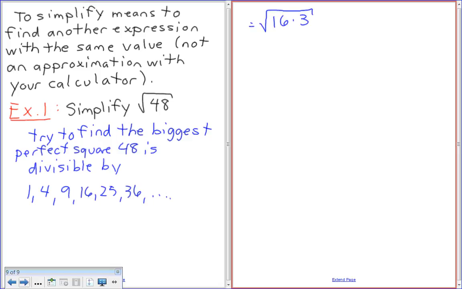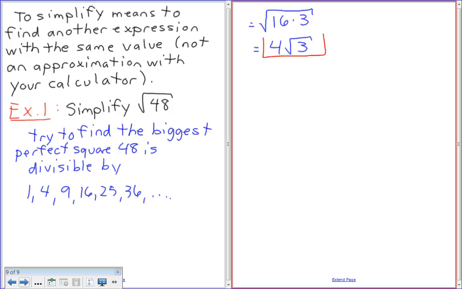times 3. Now you're probably saying to yourself, Mr. Sadler, I don't see how that helps. I'm going to show you right now. Ben, what is the square root of 16, please? 4. Good. So the square root of 16 is just 4, so change it to 4 root 3.